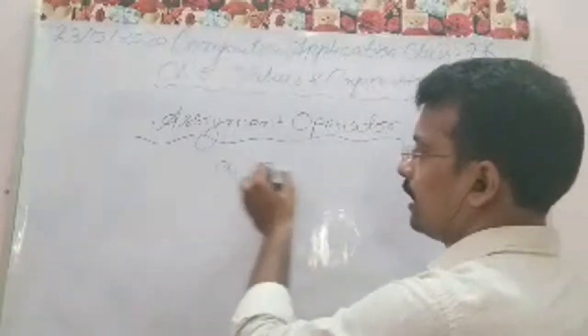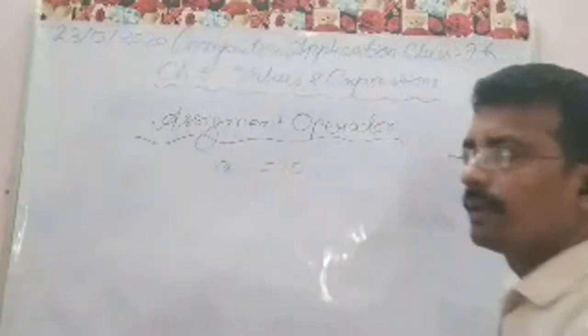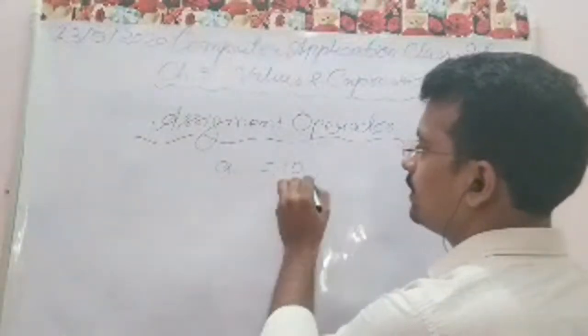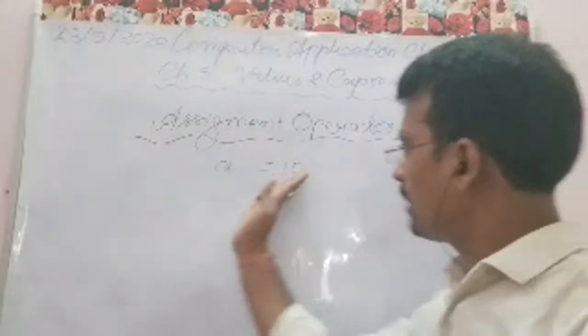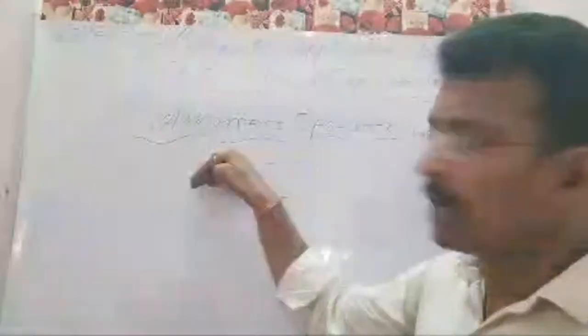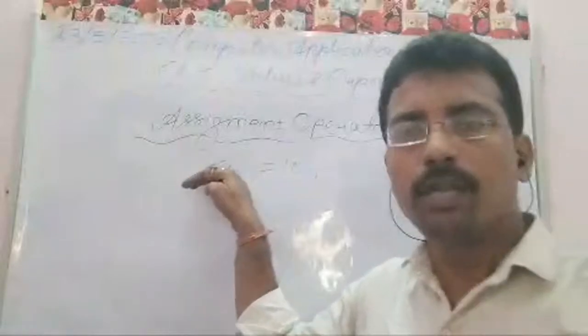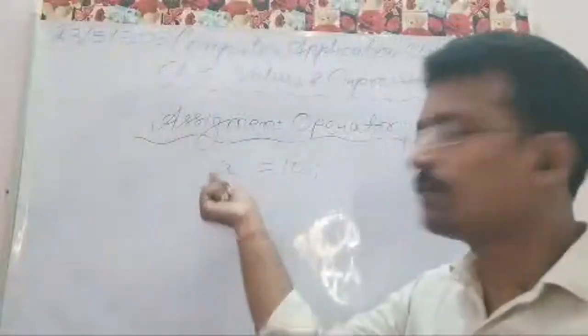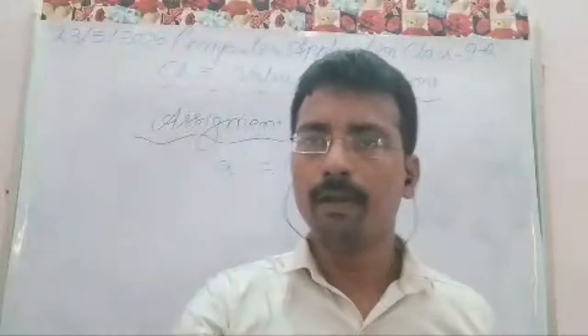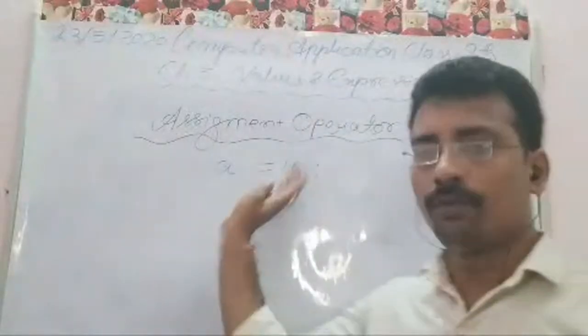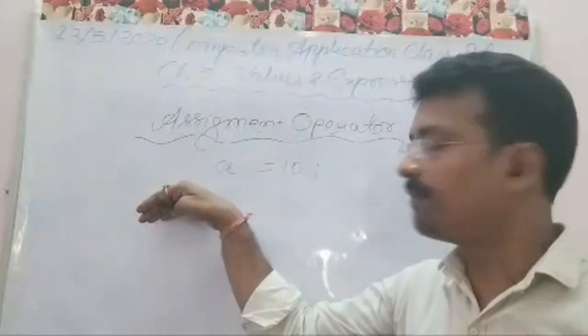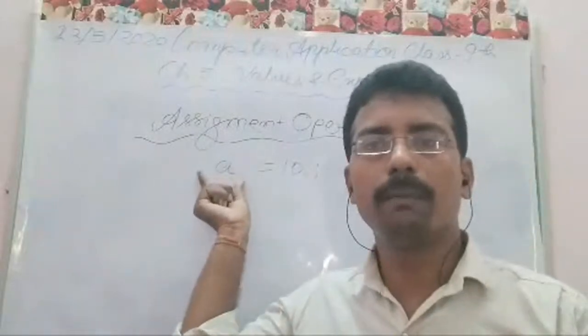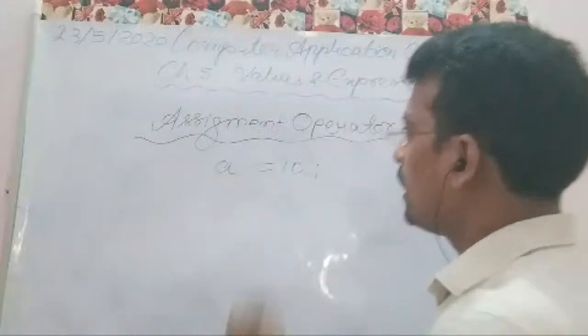For example, A is equal to 10. This is not an equal to sign. It means A is assigned 10. It means the right side value is assigned to the left side memory space. A is what? A temporary memory name. So this right hand side value will be given to this temporary memory place. This way the assignment takes place.